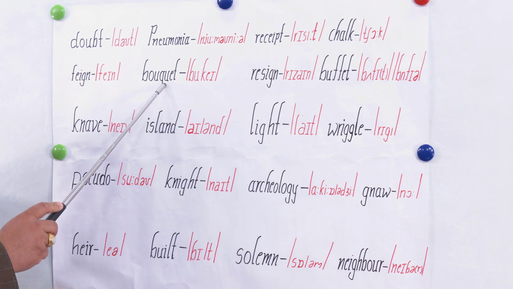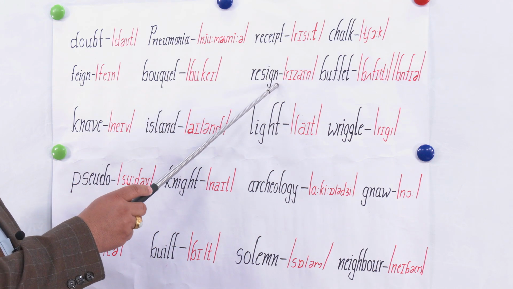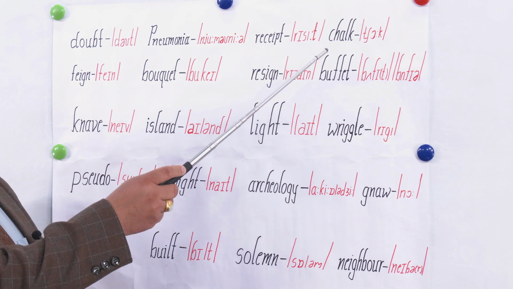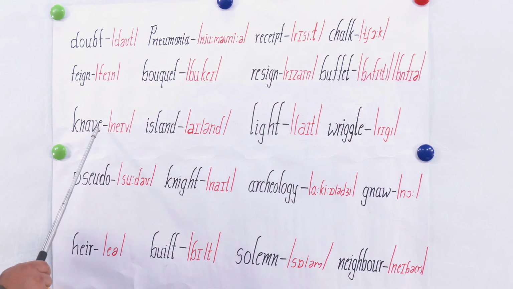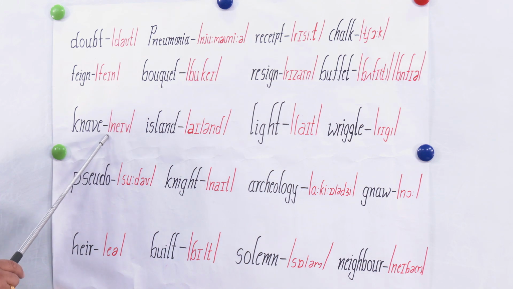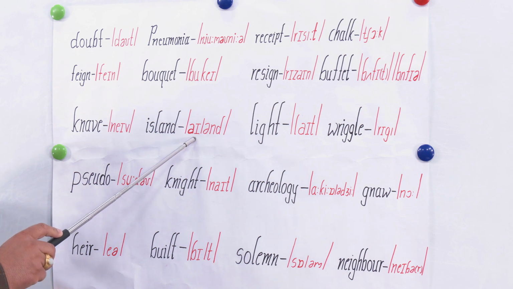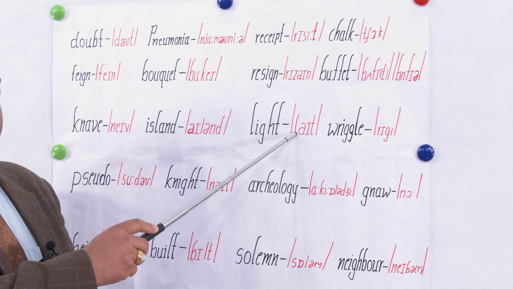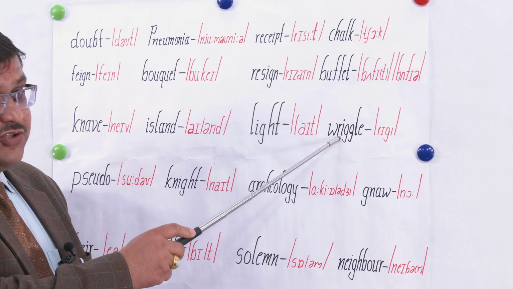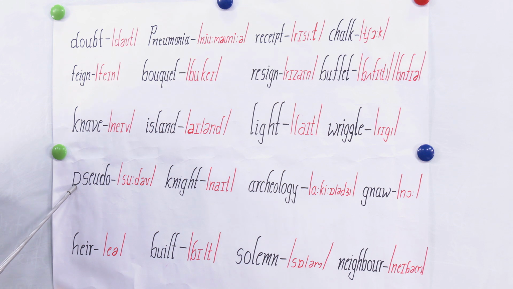Next word is bouquet. Next is resign. Next is buffet. Next word is naive. Next word is island. The next one is light. Next one is regal. Next word, are you with me, student? Good.